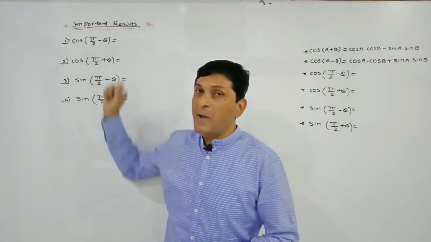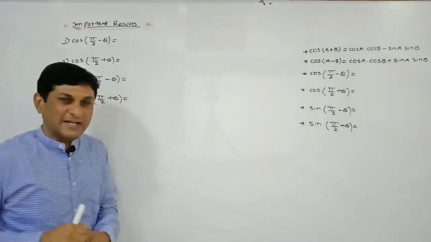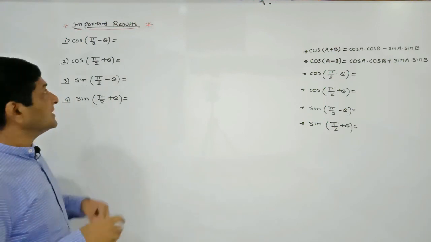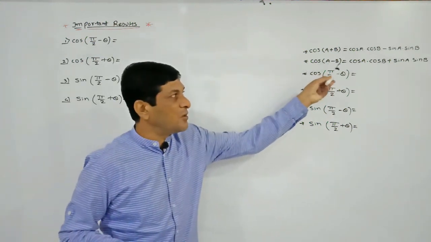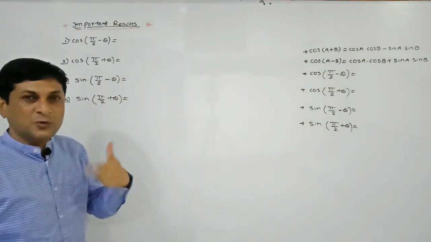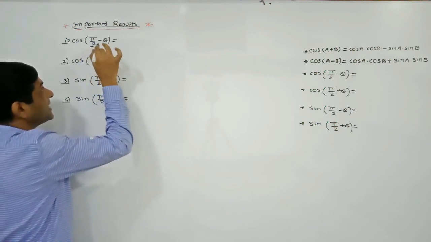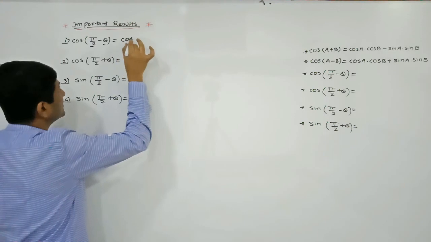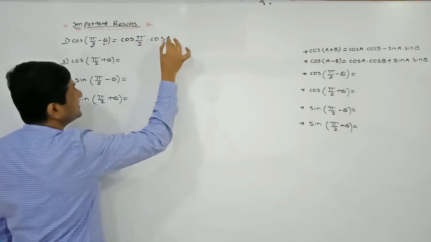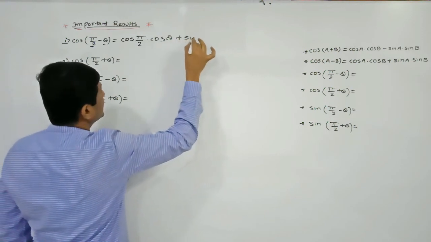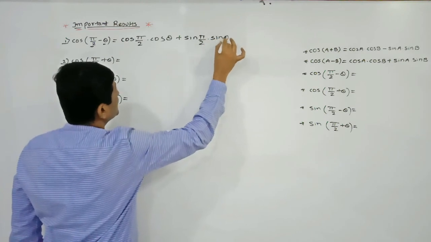One of them is cos(pi by 2 minus theta). So first let us try to find the value of cos(pi by 2 minus theta). Pi by 2 means 90 degrees. Now the terms are in the form of cos(A minus B), and this formula we have already proved. Cos(A minus B) is equal to cos A into cos B plus sin A into sin B. What is the value of A here? Pi by 2, and B is theta. So what result will we get? Cos A means cos pi by 2 into cos B, and B is theta here, plus sin A, which means sin pi by 2 into sin B, and B is theta here.